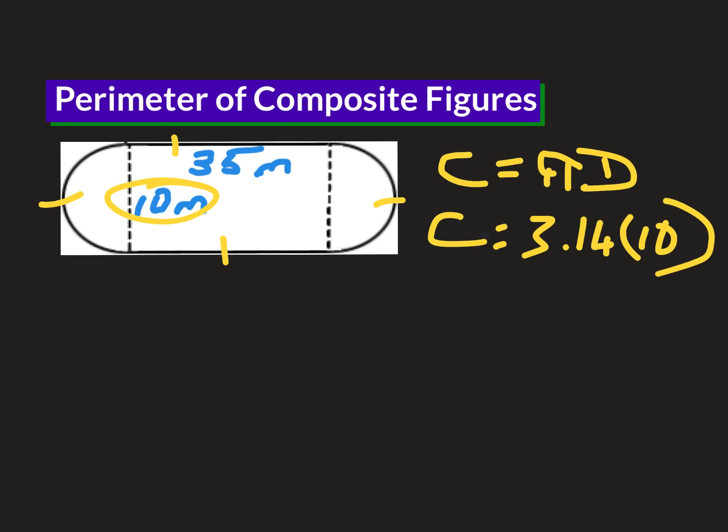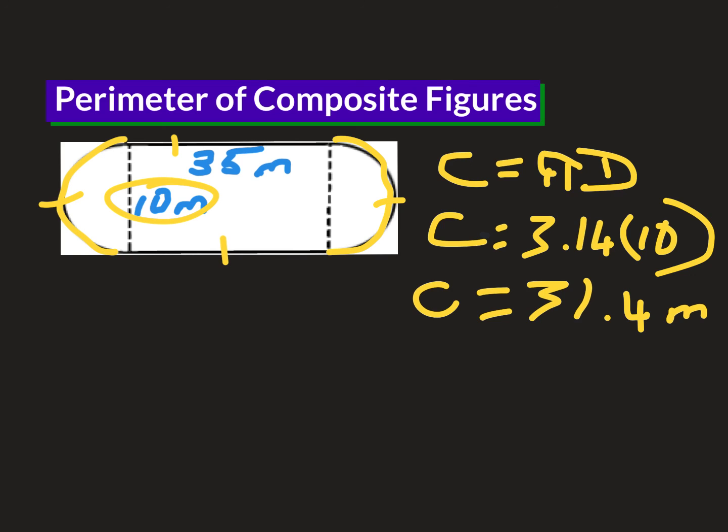So I'm going to say the circumference of the whole circle, because the two half circles again make a whole circle, is equal to pi times the diameter. Pi is the constant 3.14, and the diameter is 10. My answer is going to be 31.4 meters, and this is the measure of the total circumference of the two circles. The arc of one semicircle would be half that, or 15.7 meters.